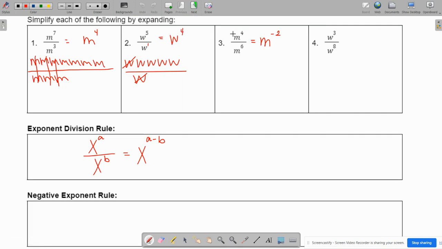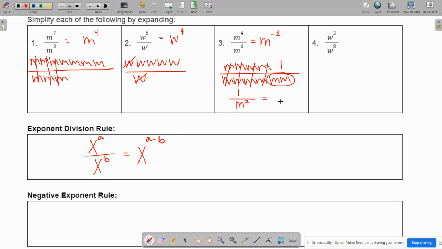But let's try to expand it to see what this actually does mean. So m to the fourth is m times m times m times m over m to the sixth. So we have 6 of them on the bottom. So m over m is 1. So each of these simplifies to 1, or 1 over 1. And we can see that we still have m times m in the denominator. In the numerator, we would technically have 1 times 1 times 1. We would have a 1. So what we're left with here when we expanded is 1 over m squared.